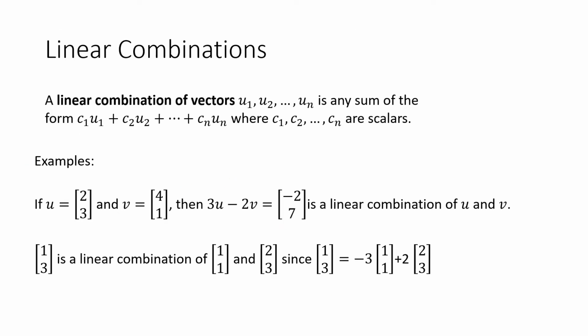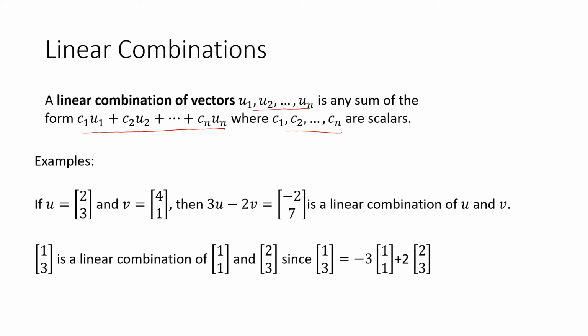What is a linear combination? Well, this whole course is going to deal with linear combinations of vectors. A linear combination of vectors, where you have n vectors, is the sum of this form where those c's are scalars. So it's a number times a vector, plus a number times a vector, plus a number times a vector, plus a number times a vector, and so on until you've used up all your vectors and your scalars. That's called a linear combination.